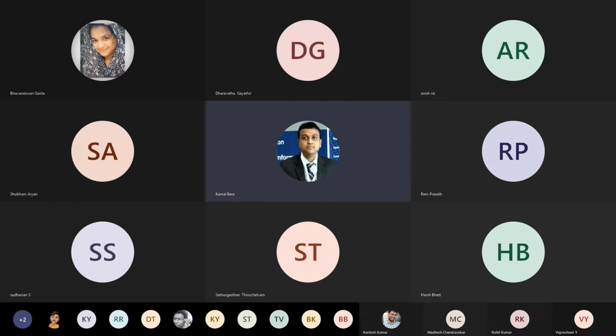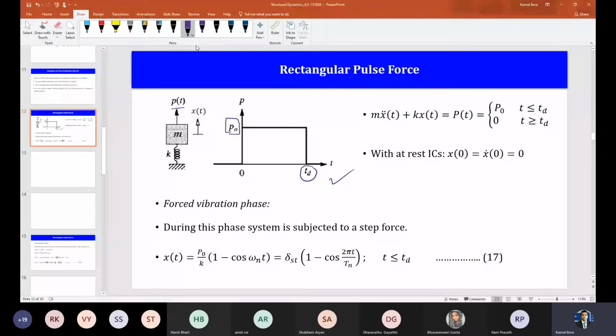Td is very short, very short in the sense of being short compared to its natural time period Tn. Then you can approximate this as a single impulse and find the approximate expression for the response. That we will see after some time.